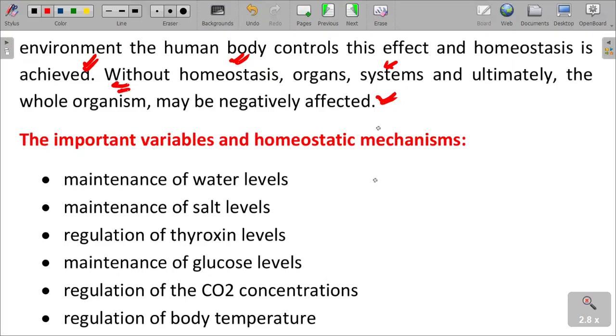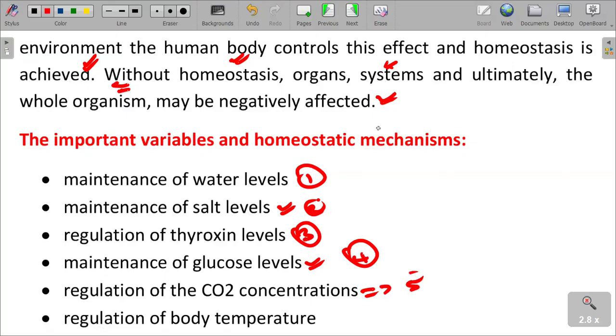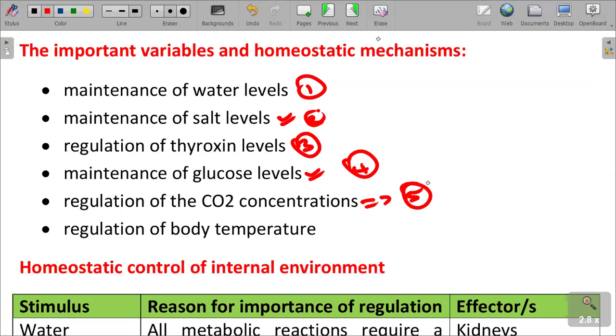So important variables and homeostasis mechanisms that we want to understand are these: we are going to look at the balancing of water, the maintenance of salts in the body. We are going to talk about the regulation of thyroxine levels in the body. We talk about the balancing of glucose that we talked about just now. And again, the regulation of carbon dioxide concentration for purposes of survival of body cells. It is also another homeostatic mechanism that needs to be discussed. And finally, we talk about thermoregulation, which is regulation of body temperature, number 6.